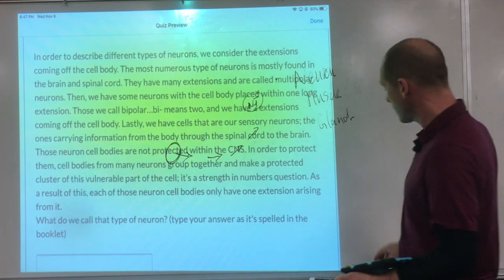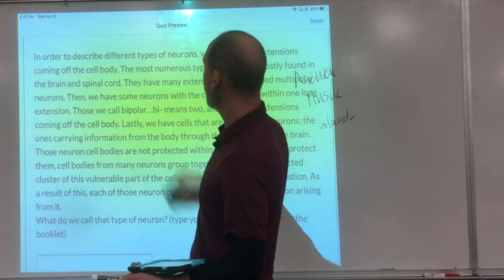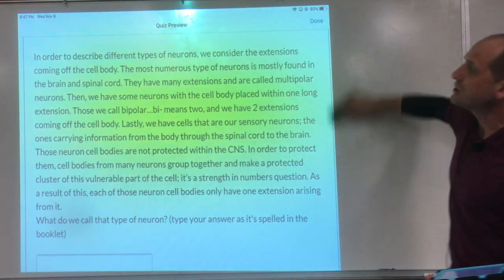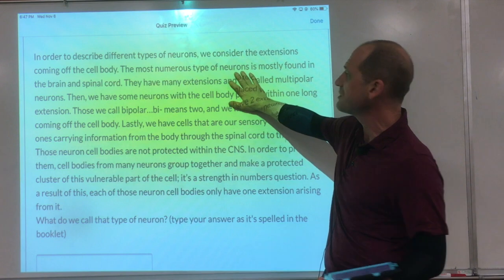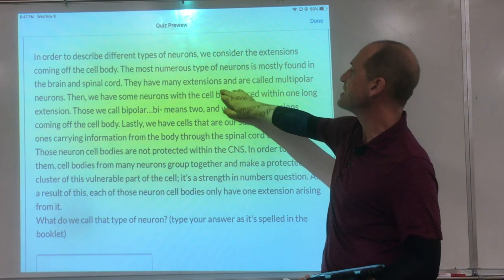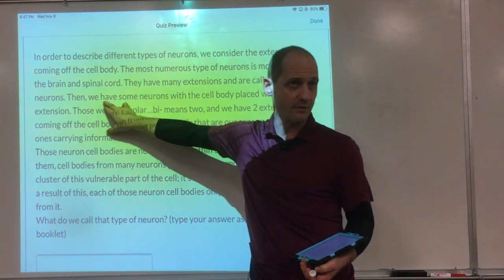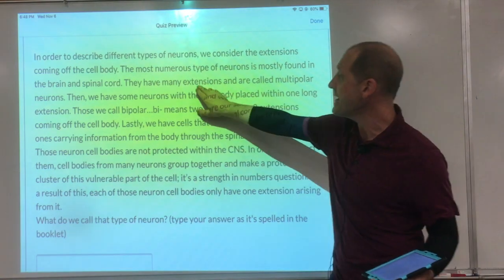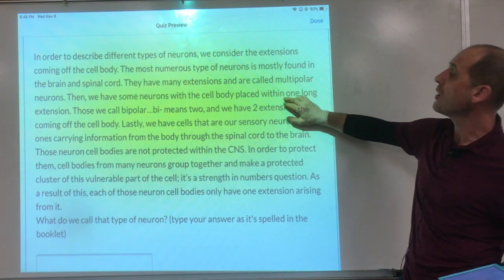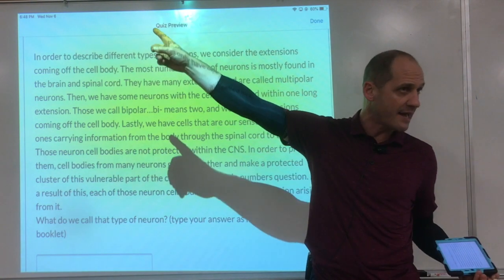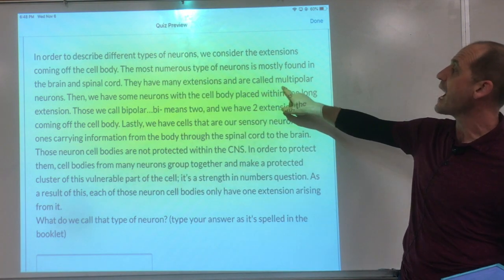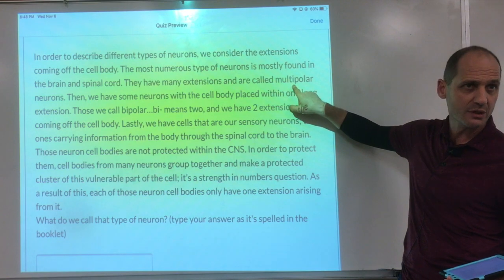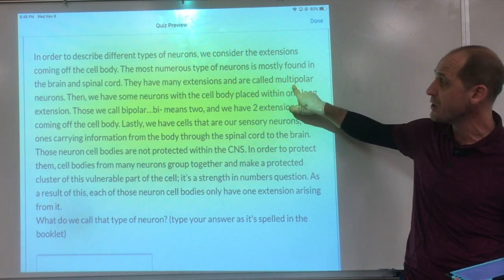In order to describe different types of neurons, we consider extensions coming off the cell body. The most numerous type of neuron is mostly found in the brain and the spinal cord. That's the one we just looked at. It has a body with many extensions coming out to the dendrite side and then one to the axon side. We call that neuron type multipolar because it has many things coming off the cell body.